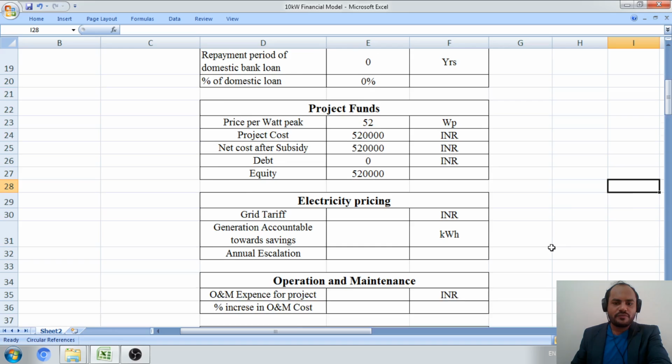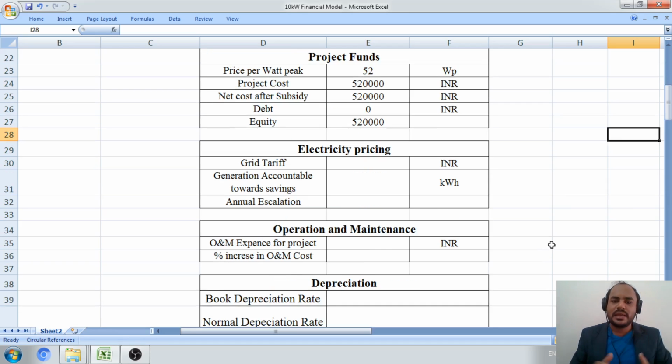Once we have completed this project funding, we need to proceed to the electricity pricing. When we calculate the total revenue generated over a span of 25 years, we have to consider the price at which the utility grid sells the electricity. That is, the prices at which the utility grid, which earlier supplied electricity to the end consumer, was selling to them. Currently the price at this MSCB level is 9.75 rupees per kilowatt hour.